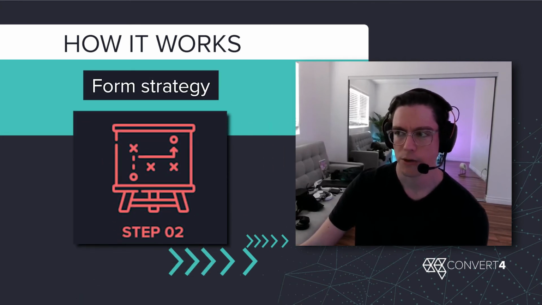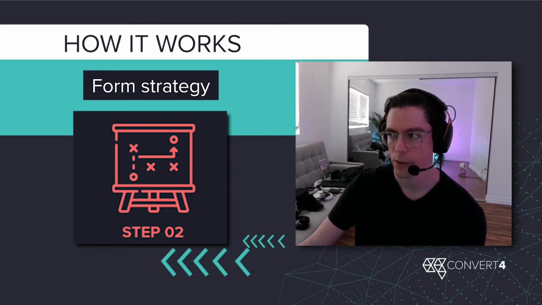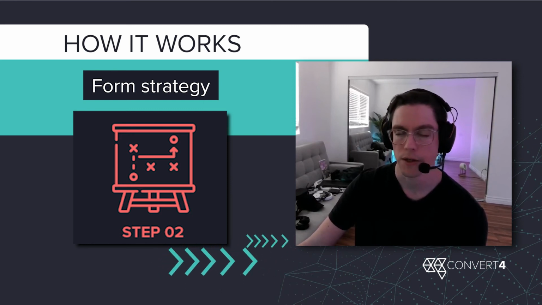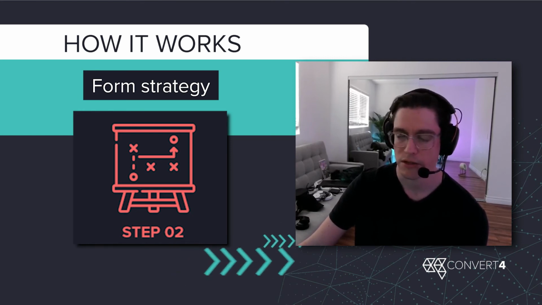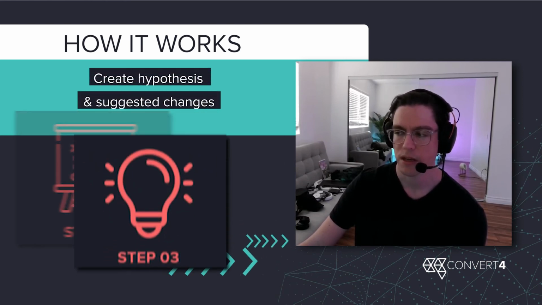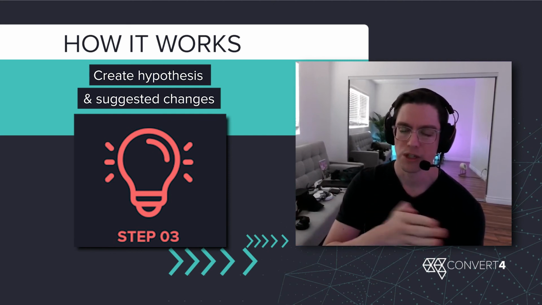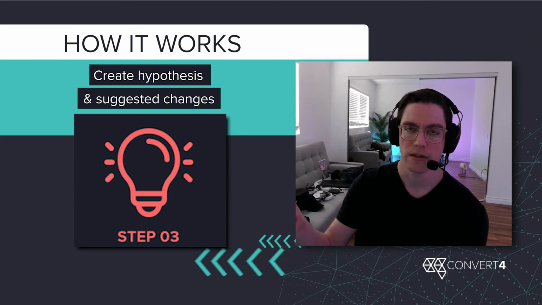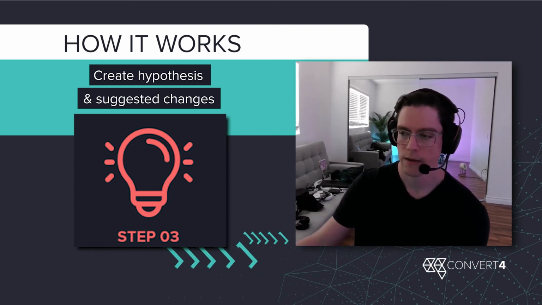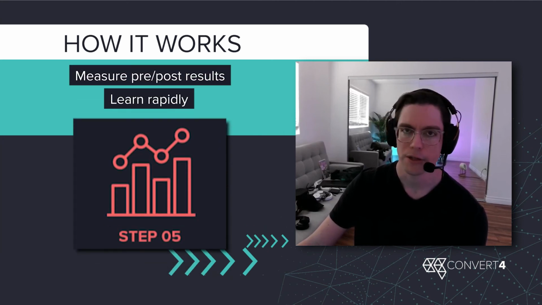The next thing you're going to do is formulate your strategy. So your strategy is going to be a mixture of your personal knowledge of what's worked best for you in the past with SEO, or sites similar to the site that you're working on. Or maybe this is your agency's best guess as to what's going to work with your site. Third thing is you're going to create your hypotheses and suggested changes. So you're going to lay out which tests and changes that you're going to make to which pages and why. Step 4, you're going to launch those changes. In step 5, you're going to measure the pre-post results.